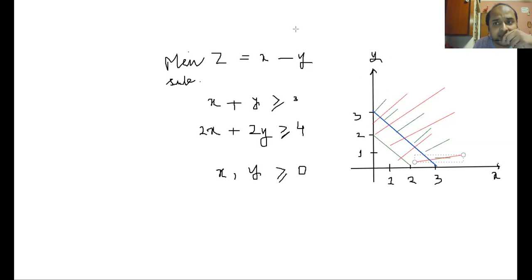Since it is a minimization type of problem, we shall mark the corner points. Here are the corner points for you. This is one corner point and that is another corner point. These are the lowest points of the boundary. What are the coordinates of this corner point? Sorry, this corner point has coordinate 0, 3, and that corner point has coordinate 3, 0.